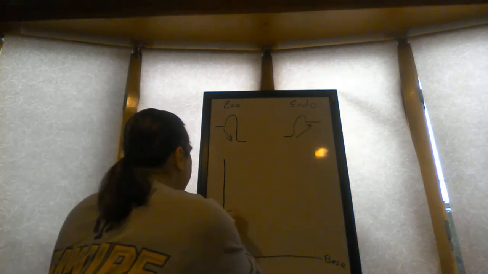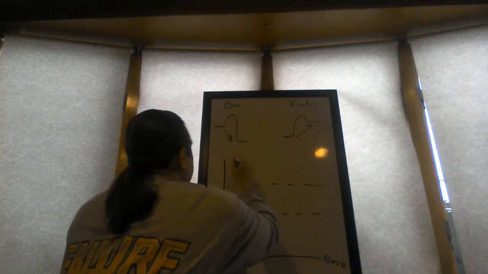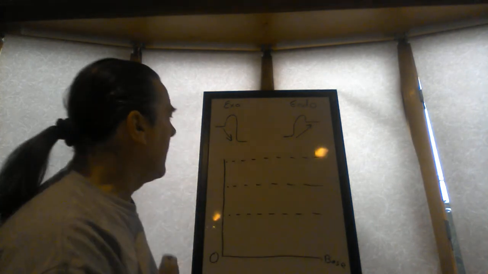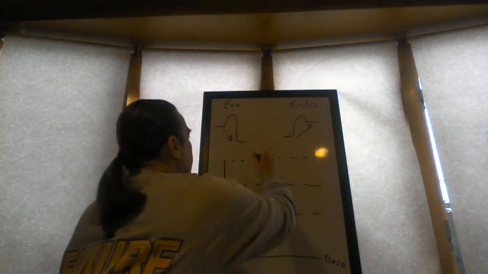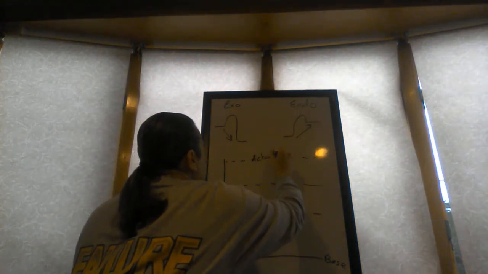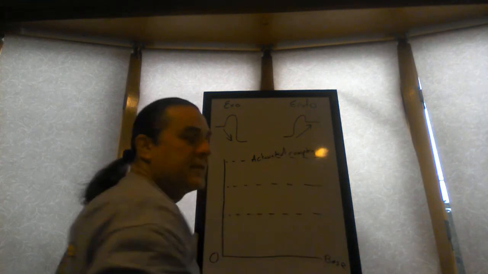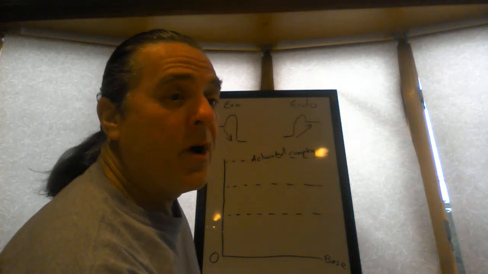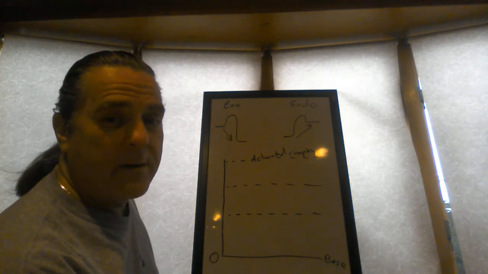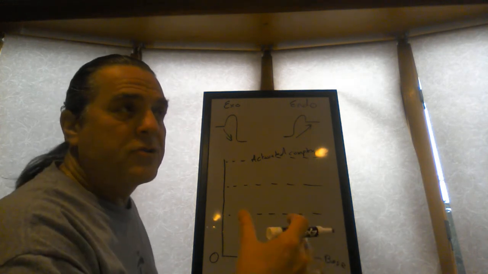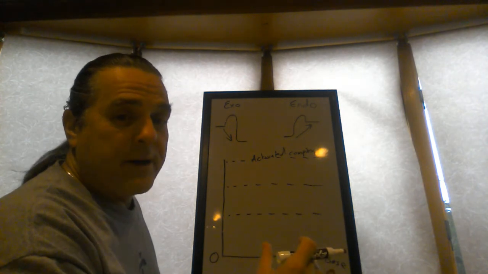You're going to have 4 levels after this. Okay, the highest level is going to be where the activated complex is. So I'm going to write activated complex. That's the top of the curve. If you're looking on page 139, the little diagram top left, you see that activated complex. It's an intermediate structure that's between reactants and products.